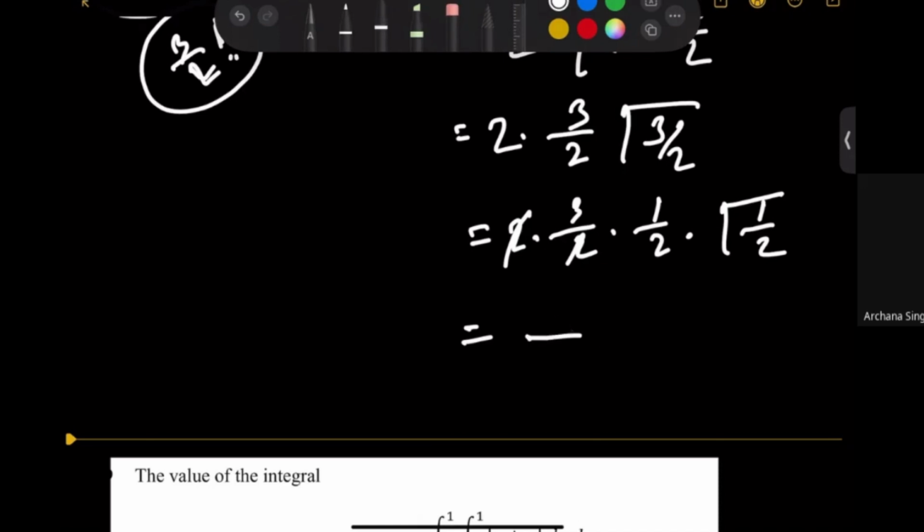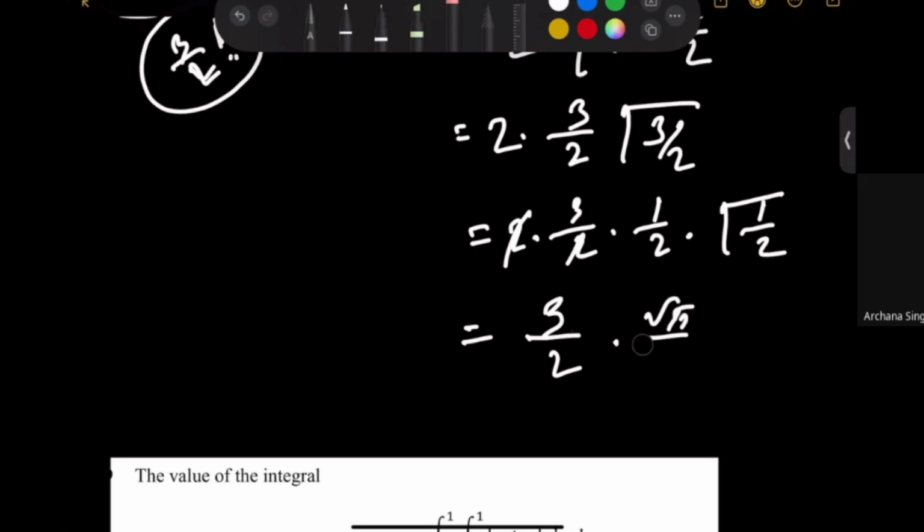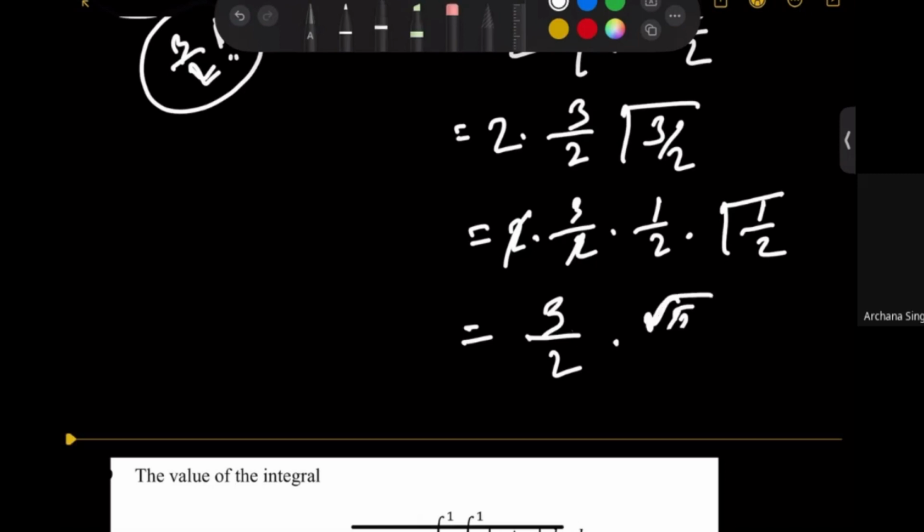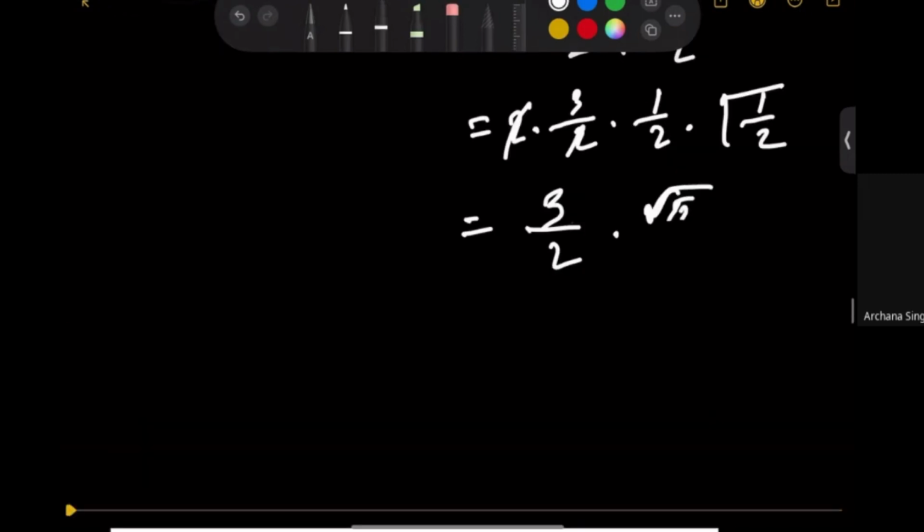So it will be 3/2 root pi. Yeah, it's just root pi. There's nothing below. So it is root pi. So it is 3 root pi by 2.